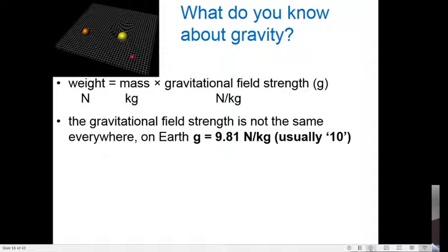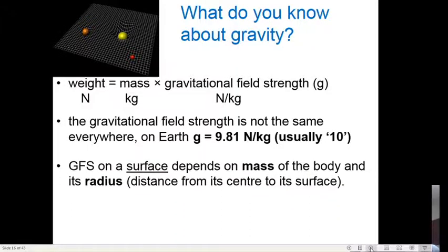On Earth, the gravitational field strength is 9.81 newtons per kilogram, often used as 10, but in an exam question they tell you what value they want you to use. So g is 9.81 newtons per kilogram, or can often be rounded up to 10, but take care of what it says in the question as to what they want you to use.